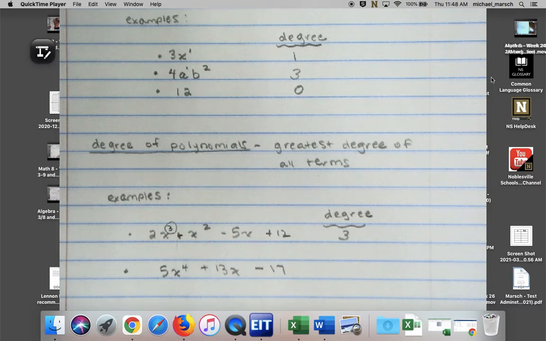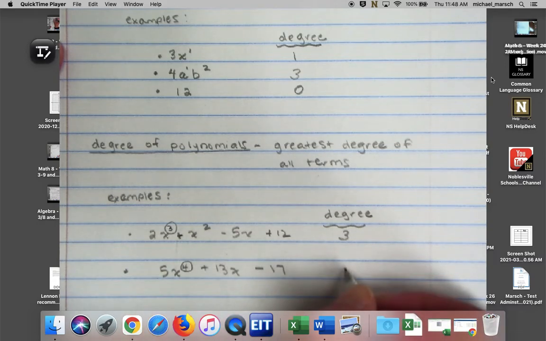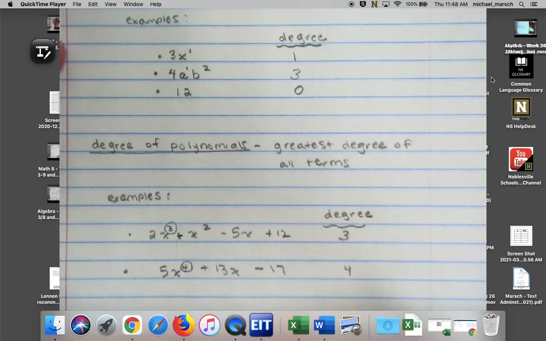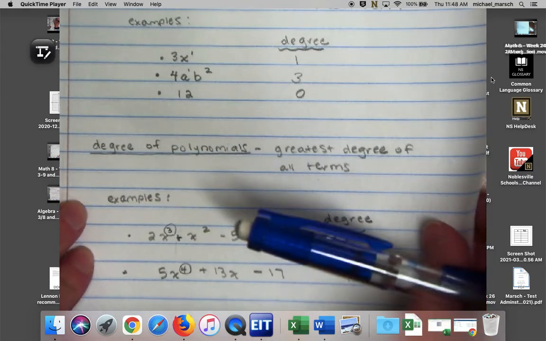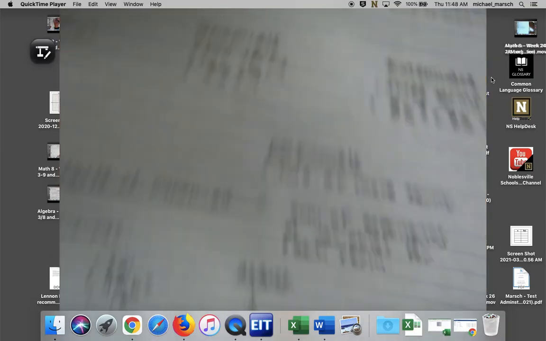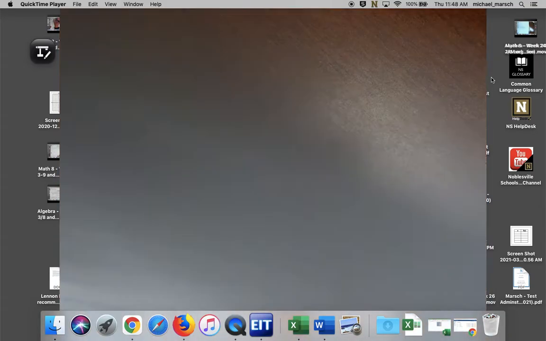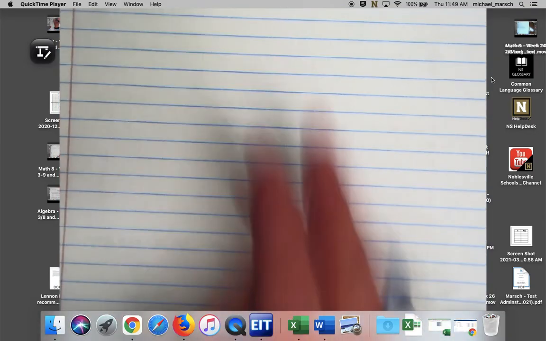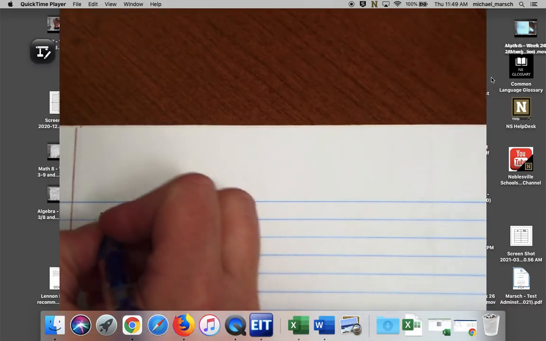What would be my degree here? 4. How are we feeling? Good? I'm good. Okay, let's move on to adding polynomials. Next page. So we just had our vocab. Now we're going to talk about adding polynomials.